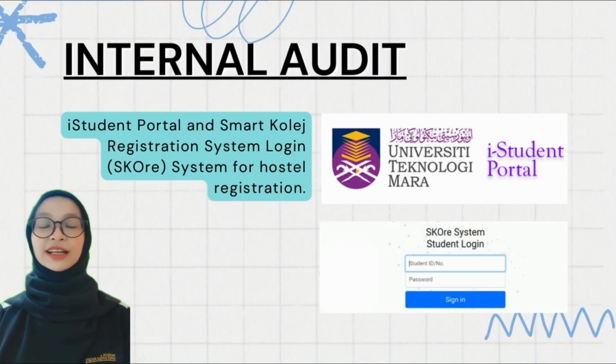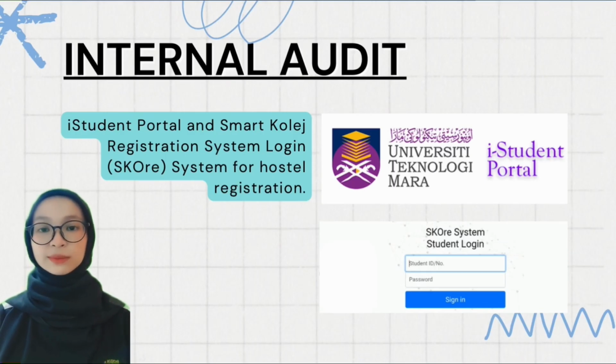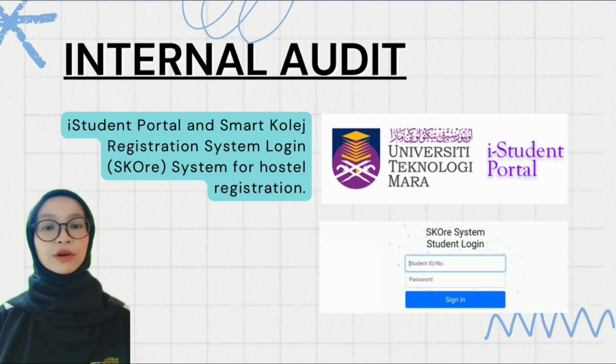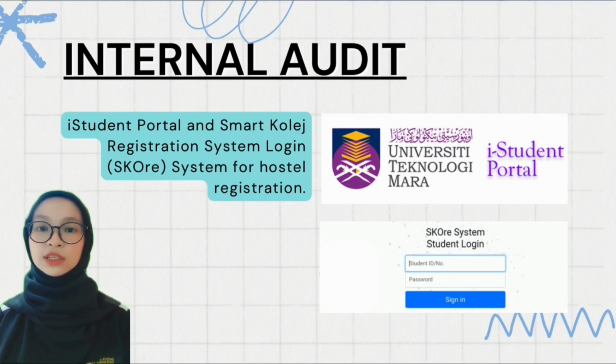Hi, I'm Faliona. Now I'm going to talk about the internal audit for UiTM college registration using the UiTM SKOre system. An internal audit focuses on assessing the internal environment to understand the current system, processes, and resources in place in the context of the UiTM SKOre system for college registration. An internal audit identifies areas for improvement, evaluates operational efficiency, and assigns responsibility.